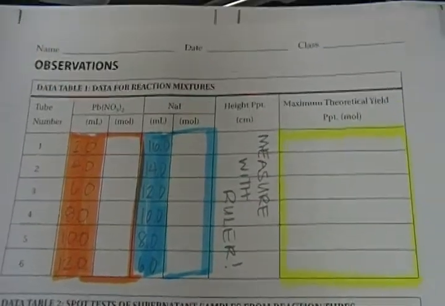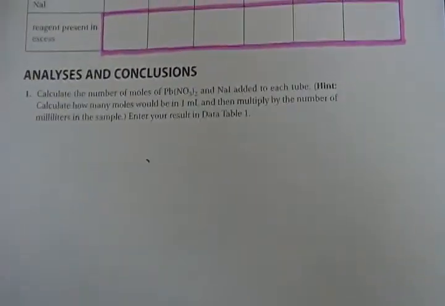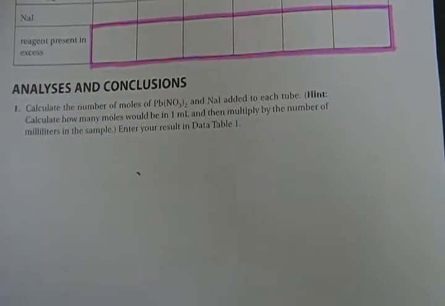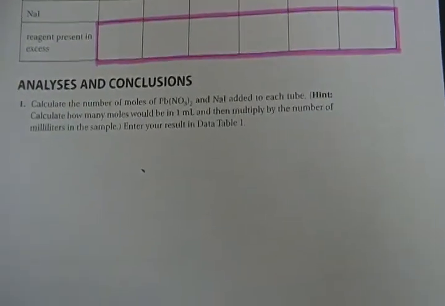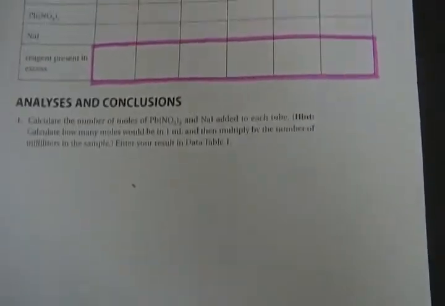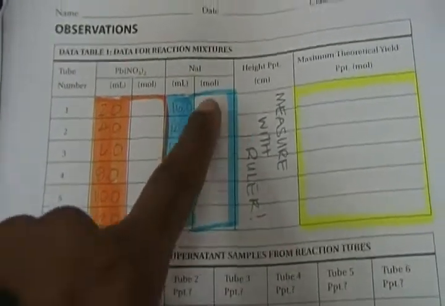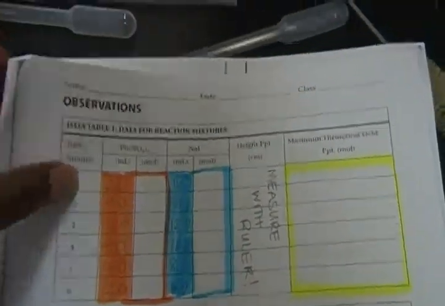Your analyses and conclusions of your lab at the bottom ask you to calculate the number of moles of lead nitrate and potassium iodide, not sodium iodide, added to each test tube. So that corresponds to this area here and this area. Let's talk about how to make those calculations.